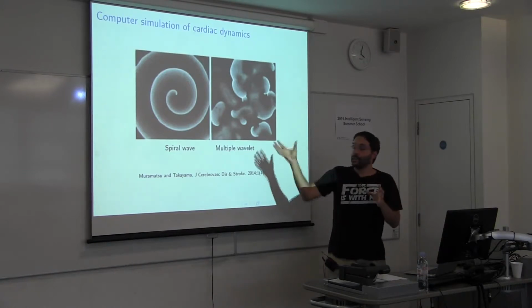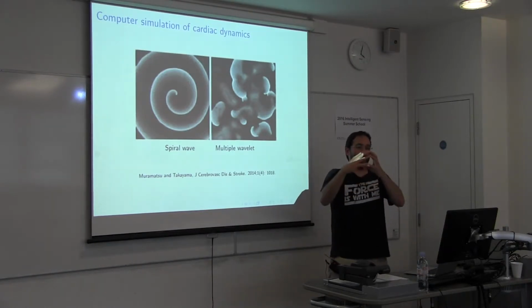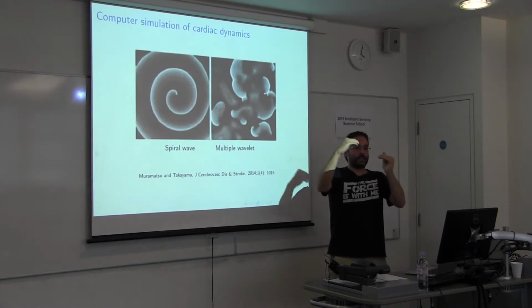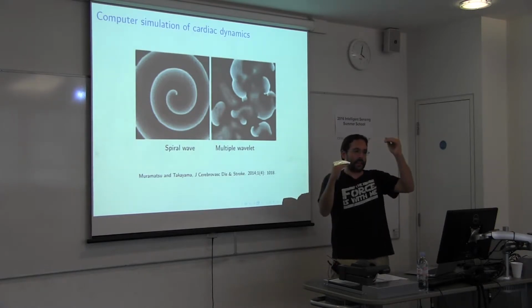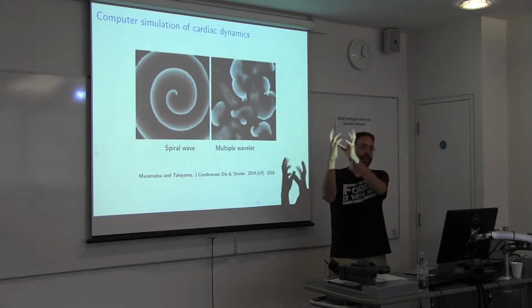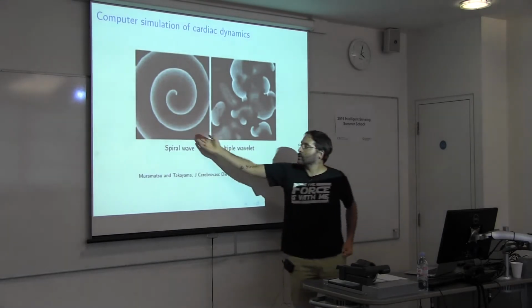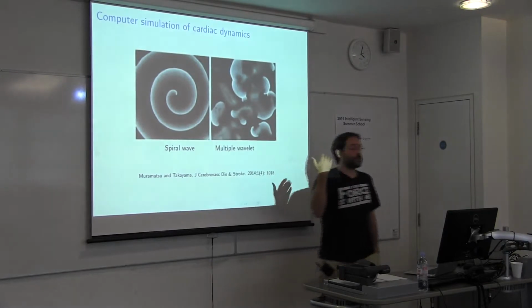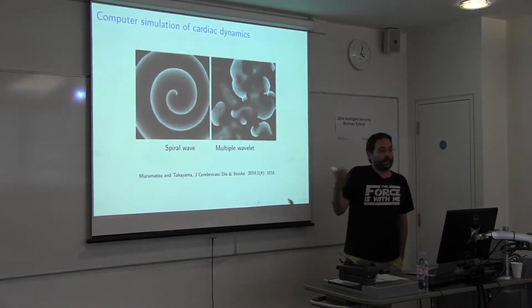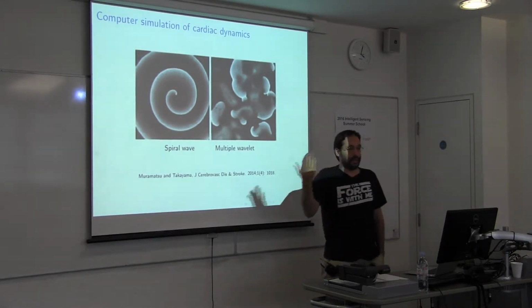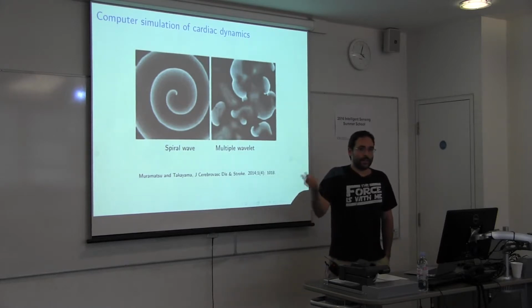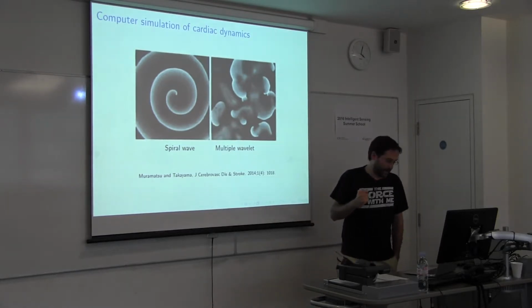They describe fibrillation as a bag of worms, where in some parts of the heart there are contractions, in some other parts there are relaxations, so the heart is going something like this, not synchronously, right? These two images here correspond to two different simulations of two different mechanisms that seem to be behind what we call cardiac fibrillation.